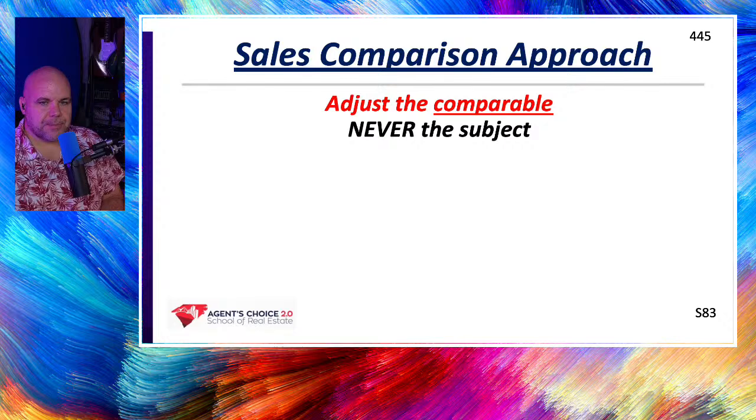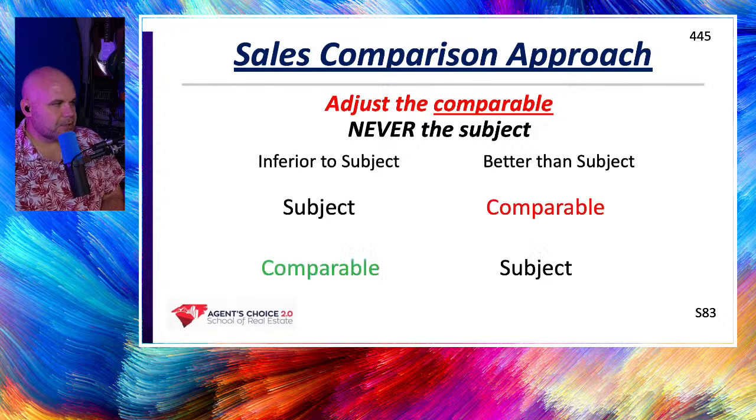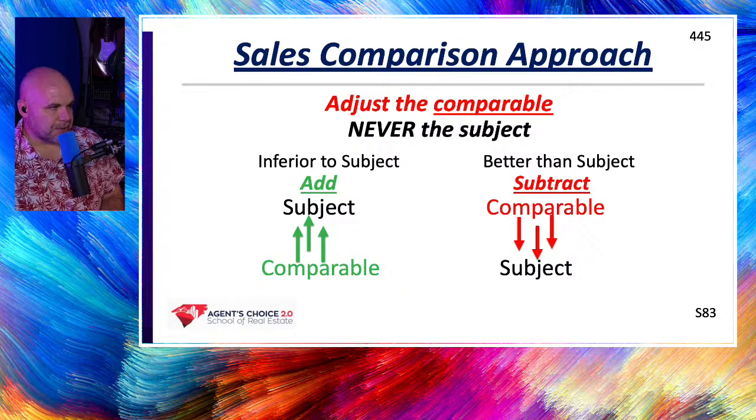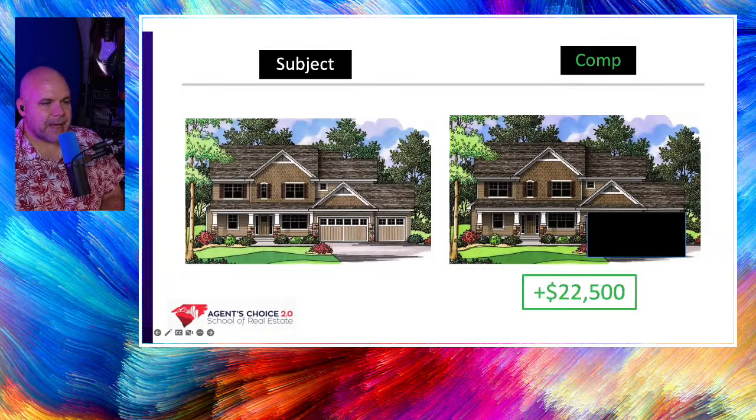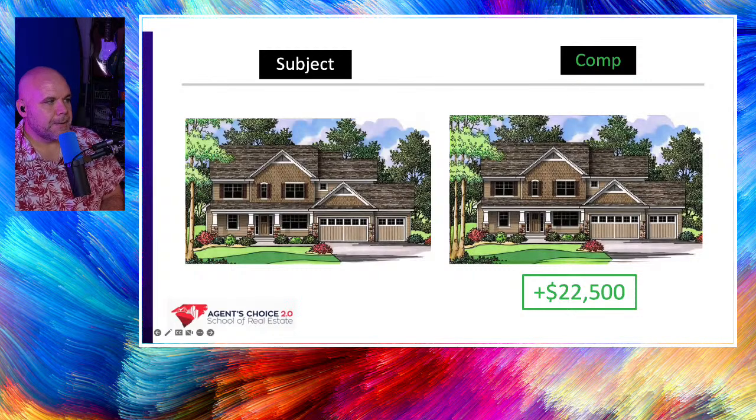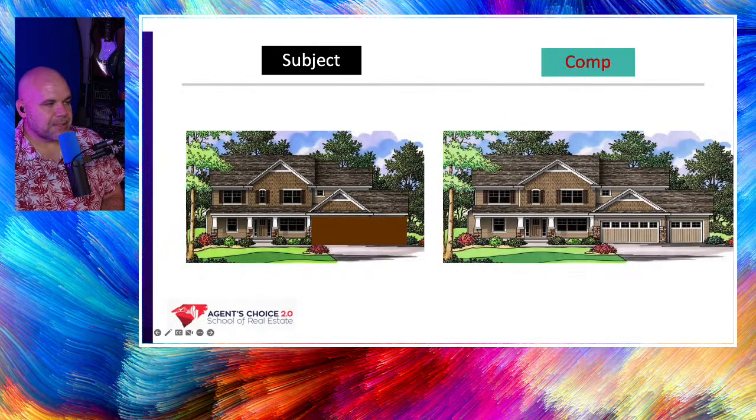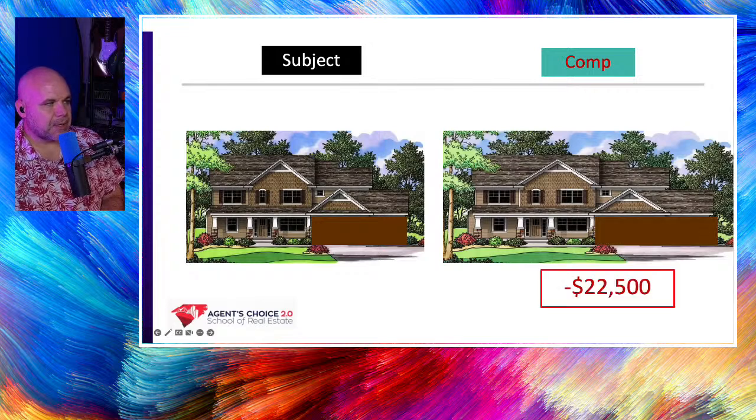We adjust the comparable, never the subject. We talked about inferior versus superior. Here's a little graphic. If there is a garage versus no garage, the comp has no garage and the subject does have one, we would add the value of a garage to what the comp sold for. If the opposite is true, comp has a garage, subject does not, then we would subtract from the comparable so that it too financially does not have a garage.